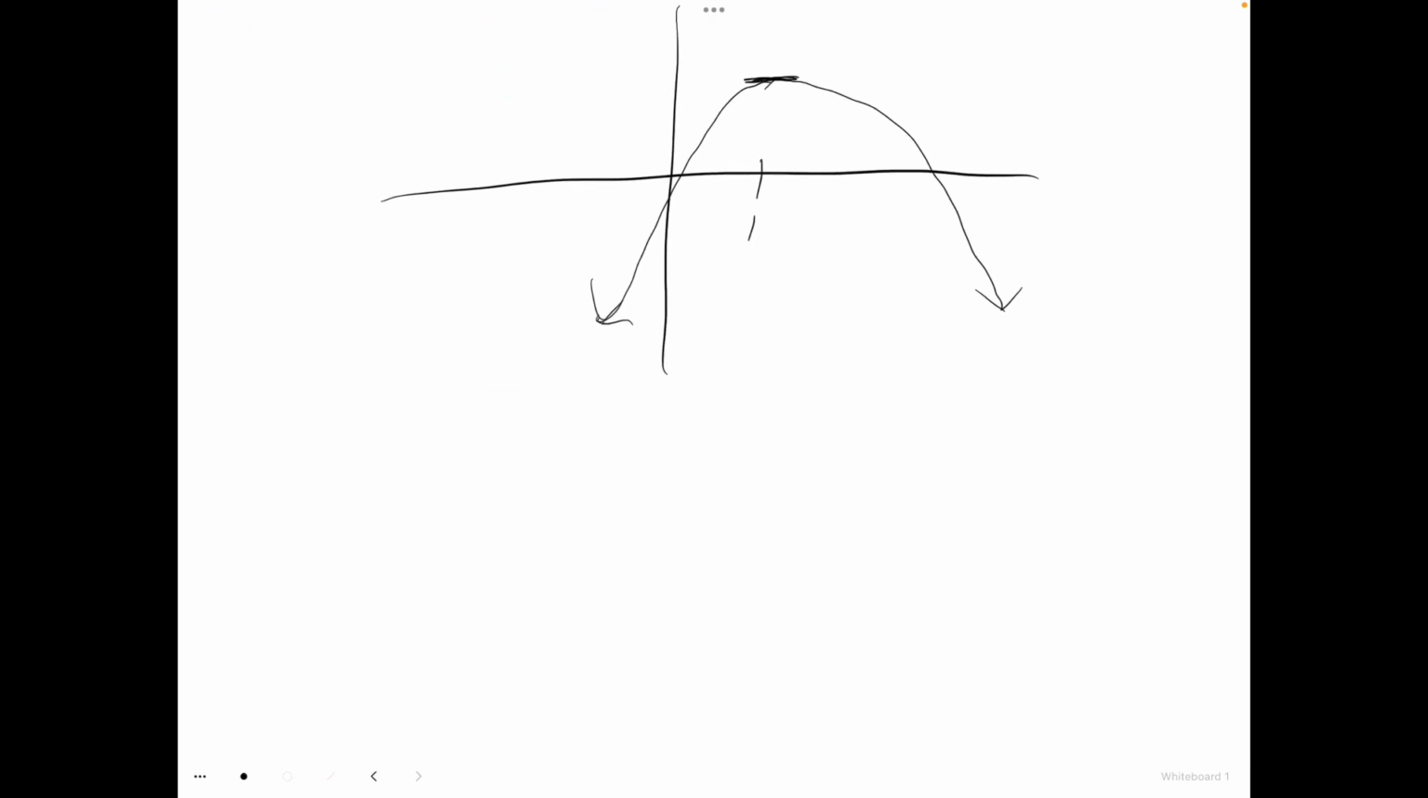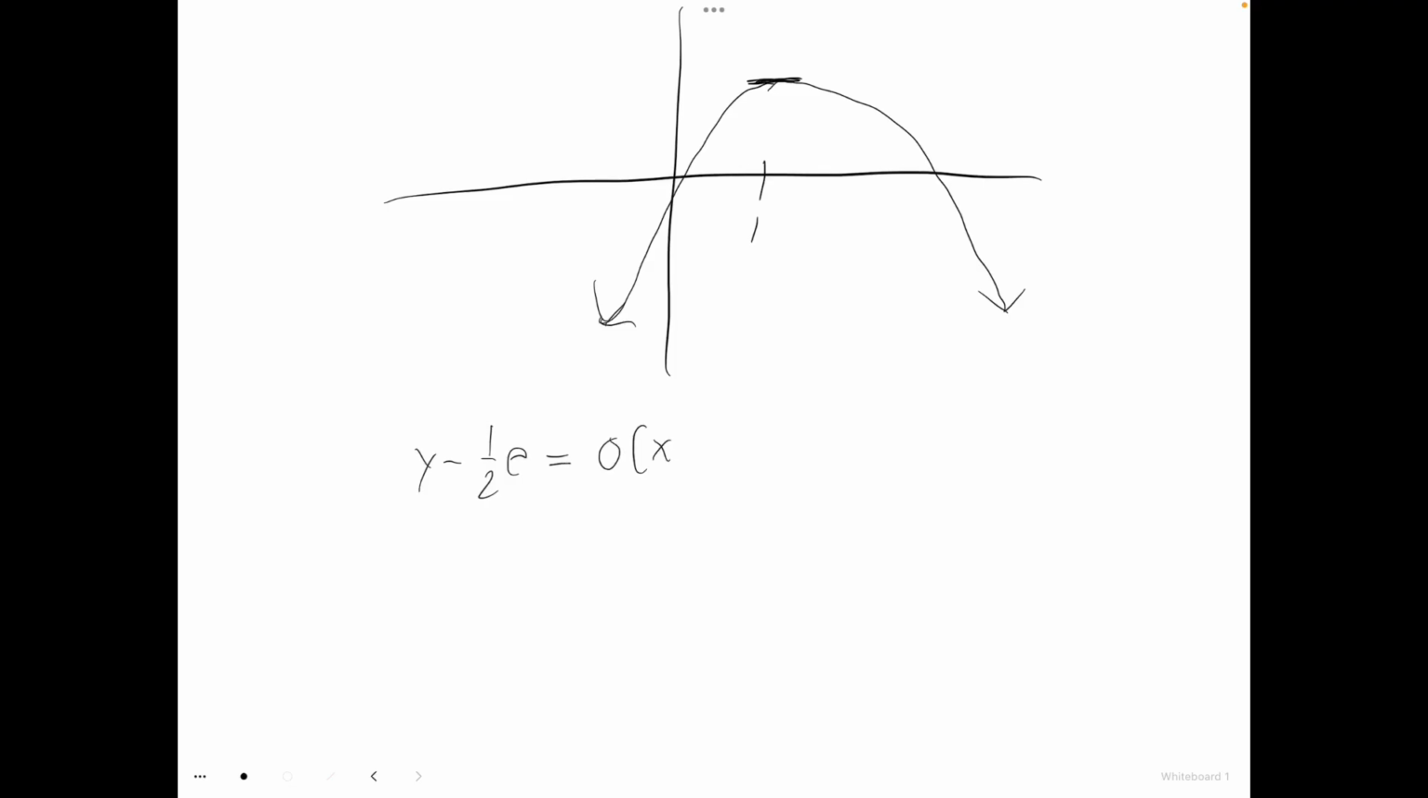And so using our point slope formula, we have y minus 1/2 e equals m, which is 0, times x minus 1. So y equals 1/2 e. So kind of a boring tangent line for all that work. It was just a horizontal line with a value of 1/2 e.